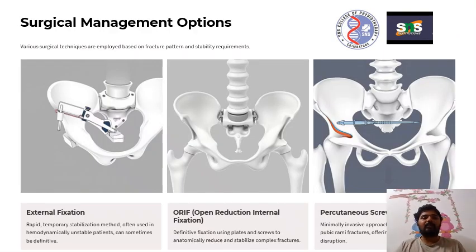Then surgical implant options. Various surgical techniques are employed based on the fracture pattern and stability requirement. First picture is external fixation, a rapid temporary stabilization method often used in the hemodynamically unstable patient, which can sometimes be definitive. Then second is ORIF, open reduction internal fixation, definitive fixation using plates and screws to anatomically reduce and stabilize complex fractures. Then third picture is percutaneous screw fixation, a minimally invasive approach for pubic rami fractures and sacroiliac disruptions.